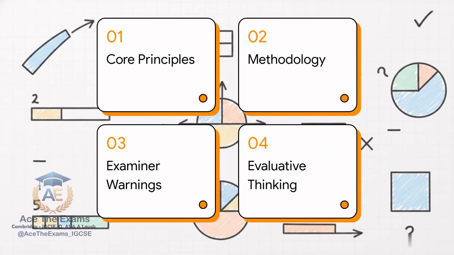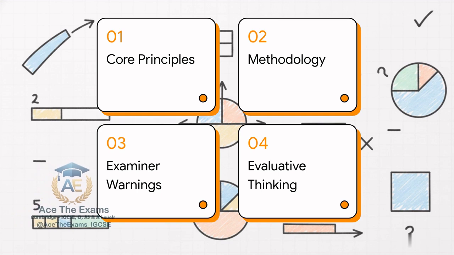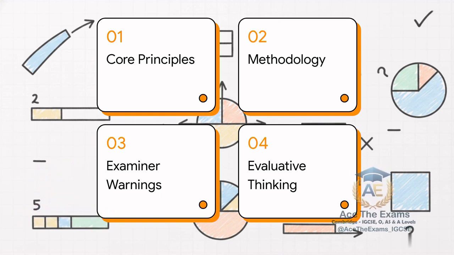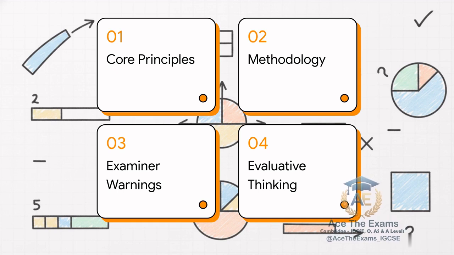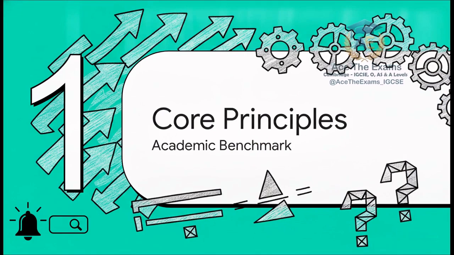To give you a comprehensive blueprint to completely avoid the fate of Alex and Sam, today's masterclass is structured into 4 absolutely crucial parts. First, we'll hit the core principles. Then we'll dive into our step-by-step methodology. After that, we'll uncover some critical examiner warnings, and finally, we'll wrap up with evaluative thinking and problem solving. Let's jump right into part 1, core principles, and how we set the academic benchmark.